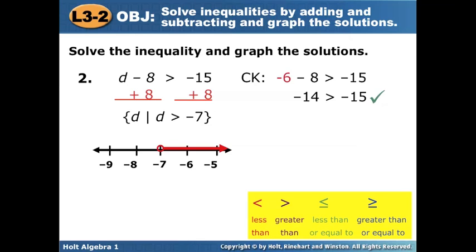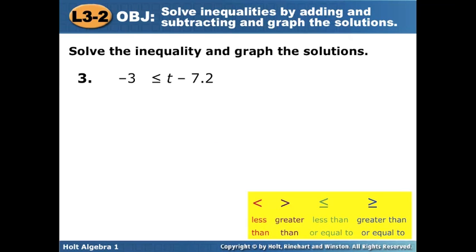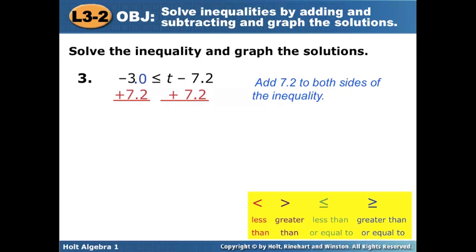Notice we have done our solve, set, graph, and check for this problem. Example number 3. We have -3 is less than or equal to t minus 7.2. We're first going to add 7.2 to both sides. So we get that 4.2 is less than or equal to t.